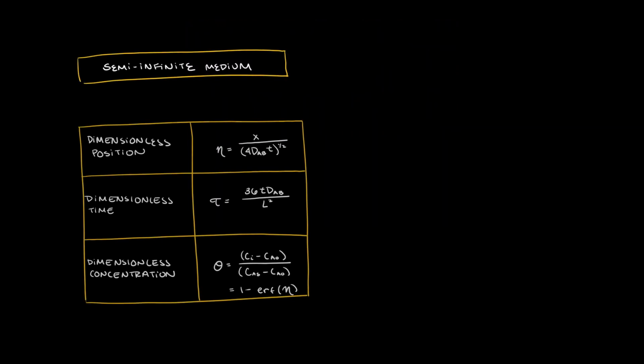For diffusion in a semi-infinite medium, the time scale is determined by when the concentration at the point of interest rises just above 0. When the dimensionless position, or eta, equals 3, the concentration rises just above 0. We have also included dimensionless concentration, another important formula used in the semi-infinite assumption.